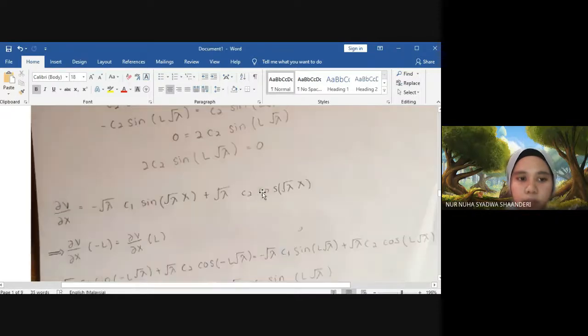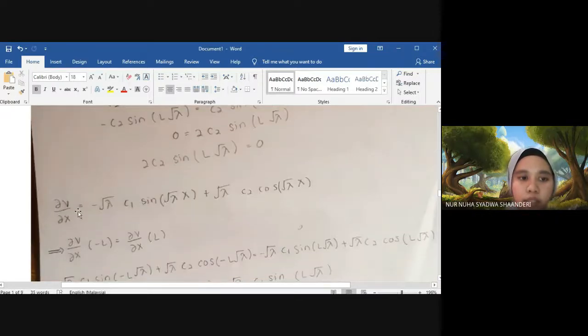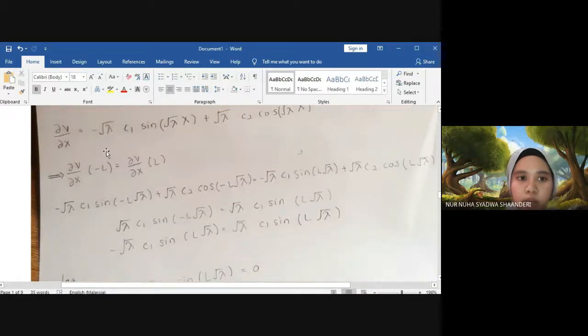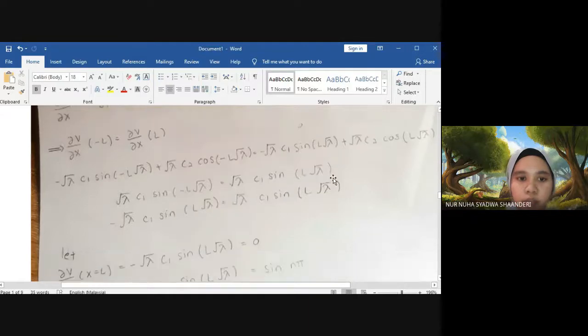lambda equals to 0. And then for the del V over del X, this is the equation for lambda more than 0, which is negative square root of lambda C1 sine square root of lambda X plus square root of lambda C2 cos square root of lambda X. So same like above, we substitute X on the left hand side of the equation with negative L, and we substitute X on the right hand side of the equation with L.